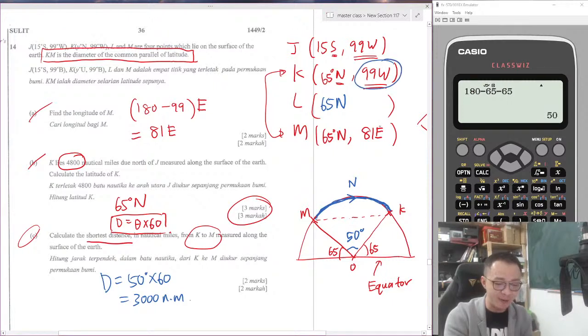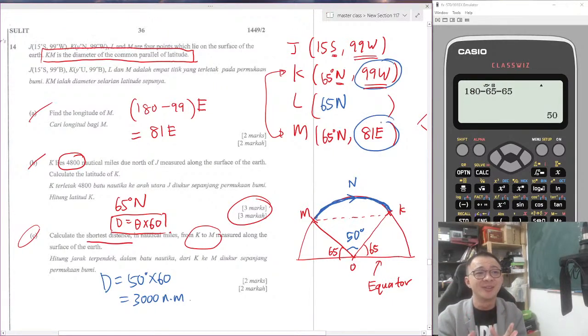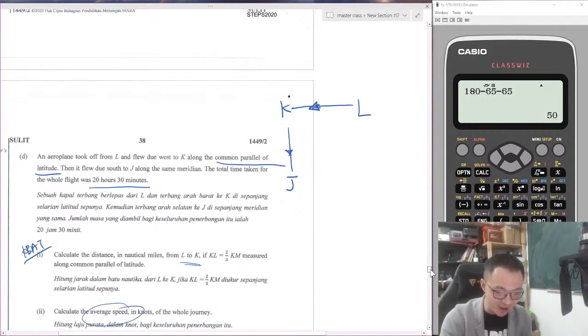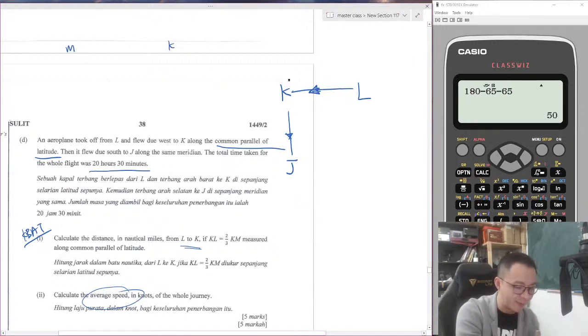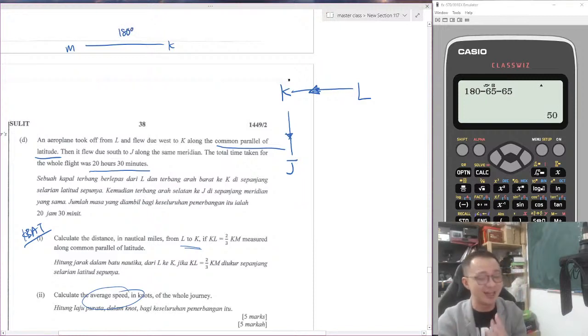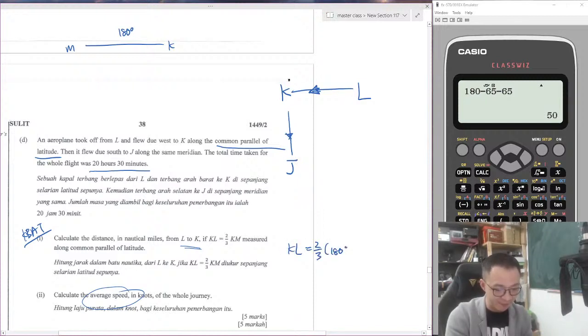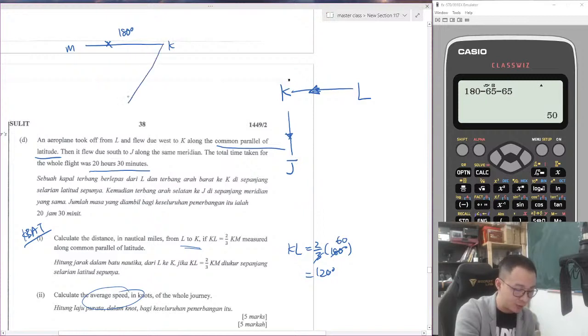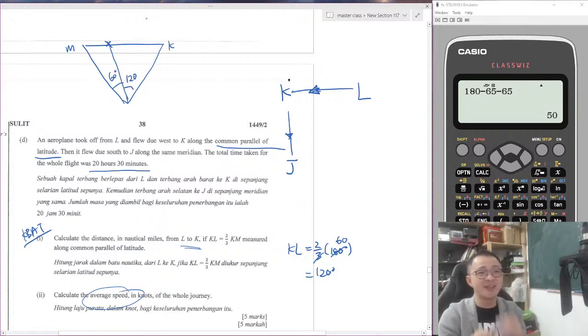We know K to M is 180 degrees because it is the diameter. So if KL is 2/3, you just imagine KL is 2/3 of 180 degrees, which is 120. So from K to L, it will stop at 120 degrees, and traveling to M will be another 60 degrees. You get the idea? This is how I separate the angle: one part is 2/3, the other is 1/3.